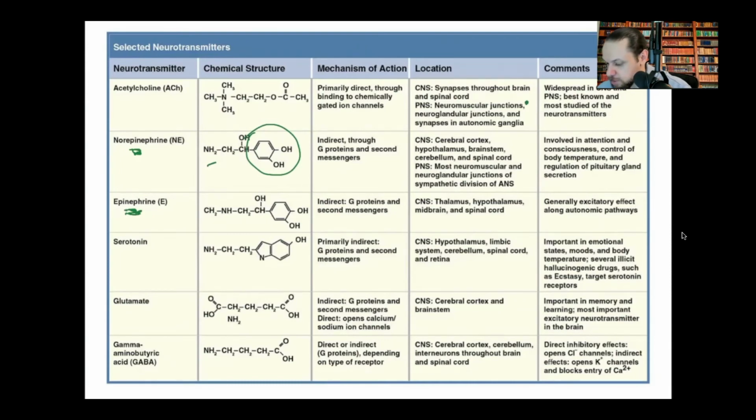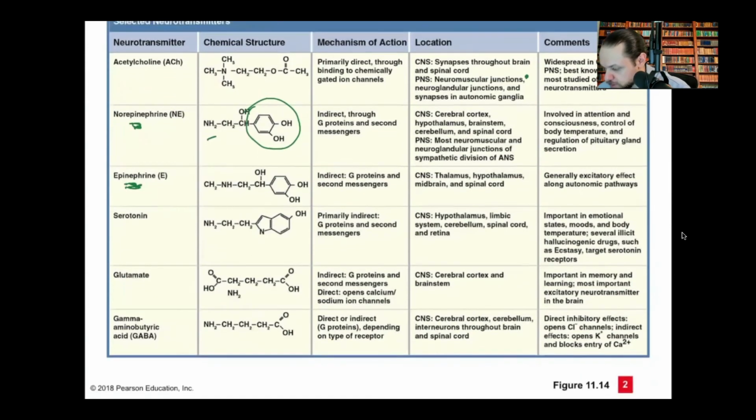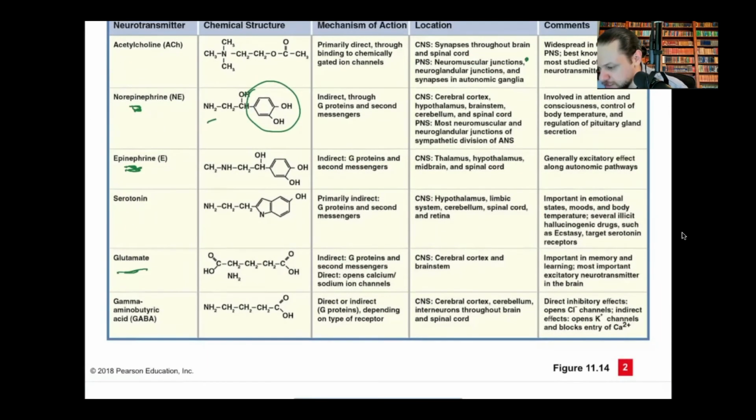The other thing that I want to focus on here, which will become important, is glutamate and GABA. Glutamate is excitatory, but GABA is the inhibitory.